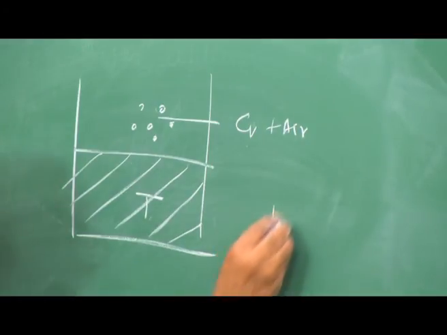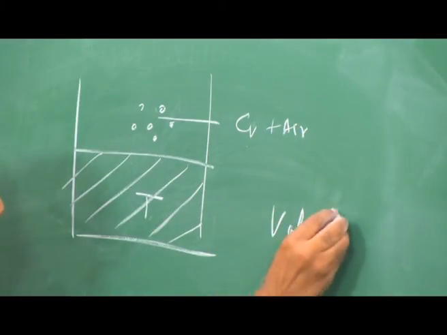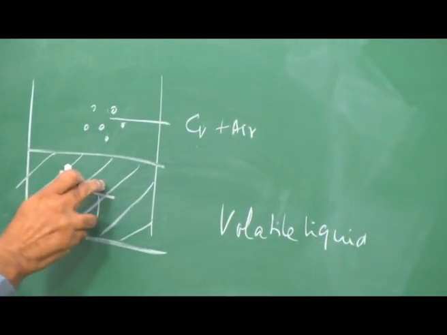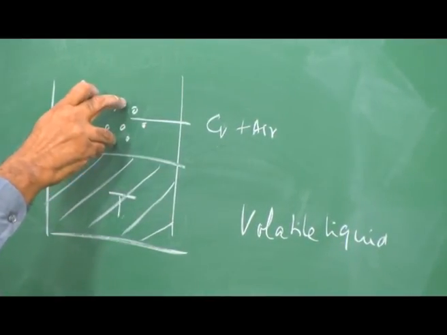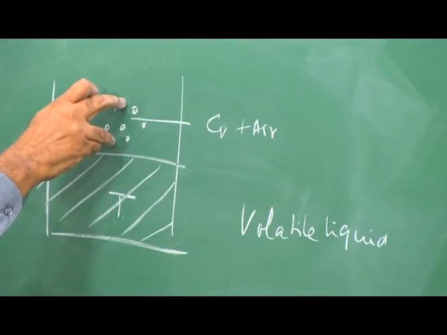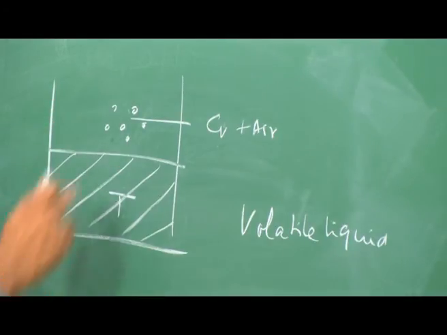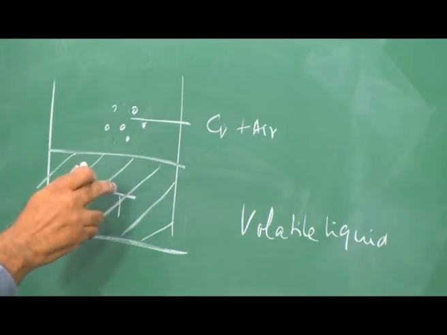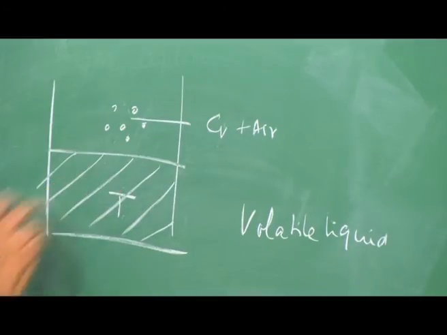Therefore, whenever I consider something like a volatile liquid, the temperature of the volatile liquid will tell me what type of mixture I can form in the air above it. And if I form a mixture which is flammable, well, at this temperature, to store petrol or to store kerosene is going to be difficult.